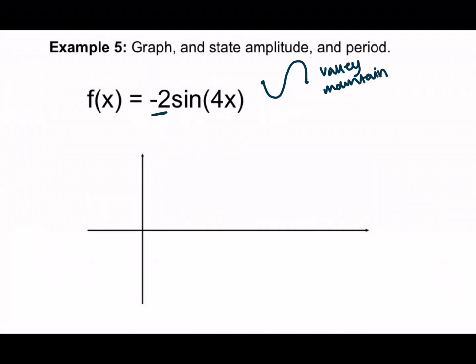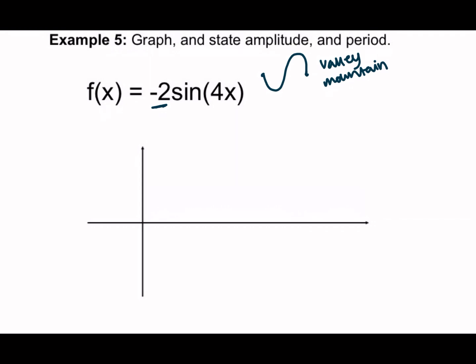And our amplitude, it's 2. So remember, amplitude can never be negative. So up to 2 and down to -2. And then our period, that we need to calculate. So to find our period, we are going to do 2 pi over b. Our b value is 4, so 2 pi over 4. We can simplify that to 1/2 pi.